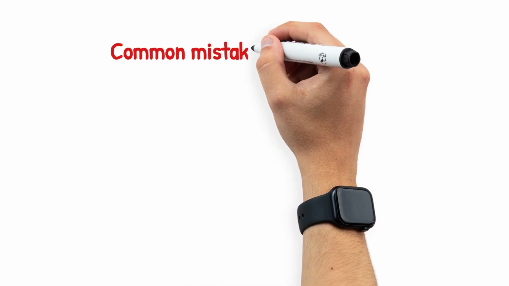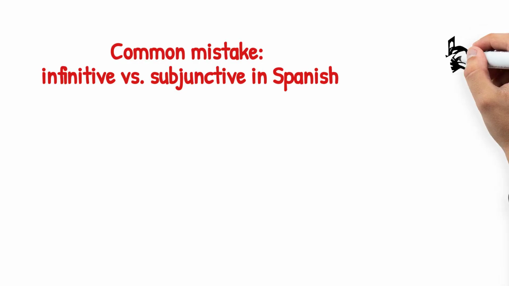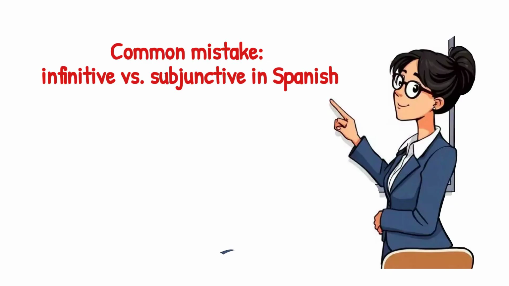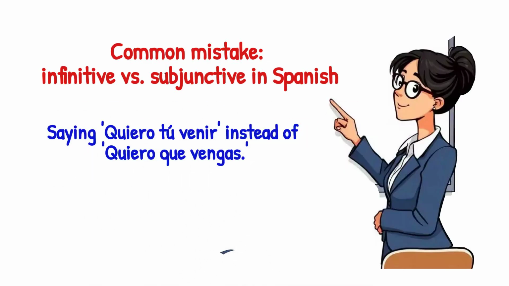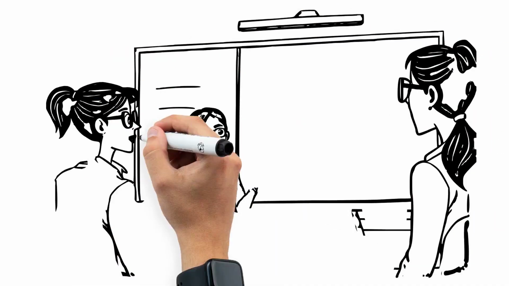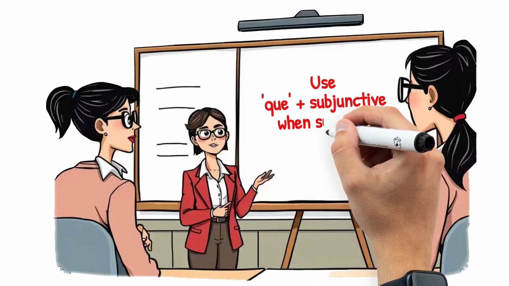The biggest mistake English speakers make is using the infinitive instead of the subjunctive, saying "quiero tú venir" instead of "quiero que vengas." In Spanish, whenever there are two different subjects in the sentence and a trigger verb, you need que plus subjunctive. Only when both verbs share the same subject can you use the infinitive. Quiero venir, I want to come, same subject.